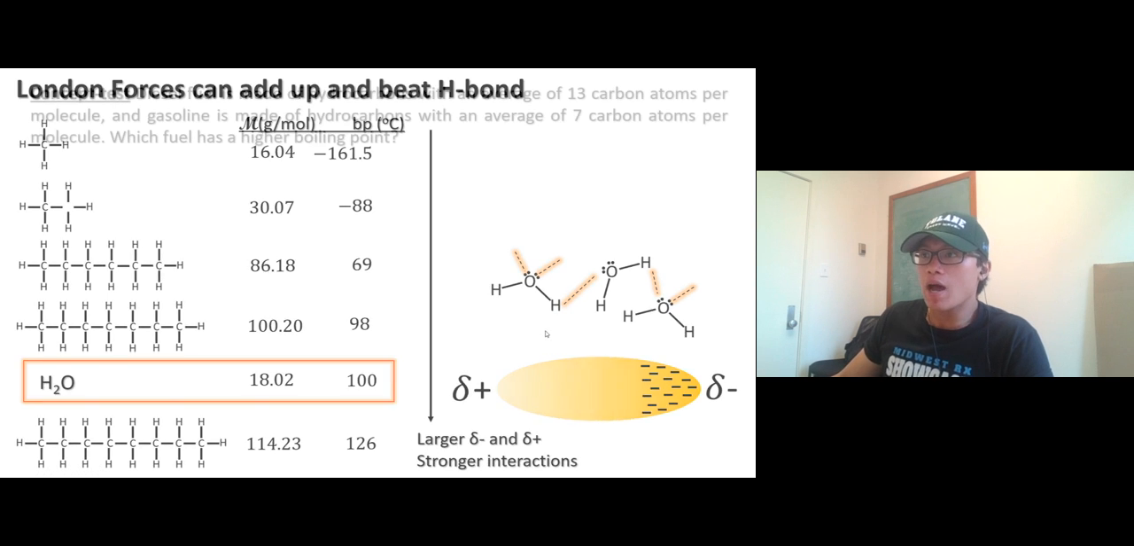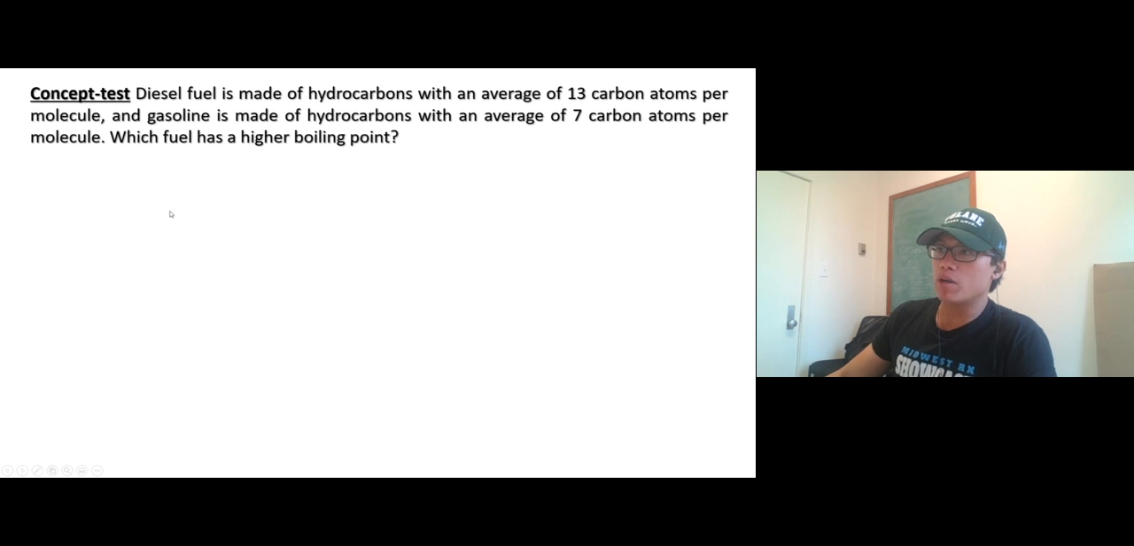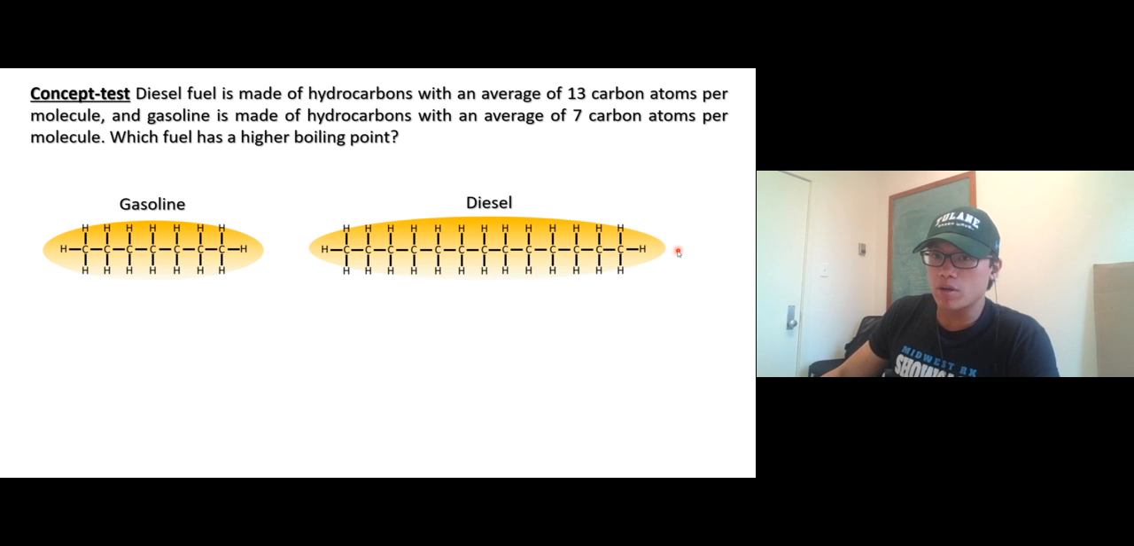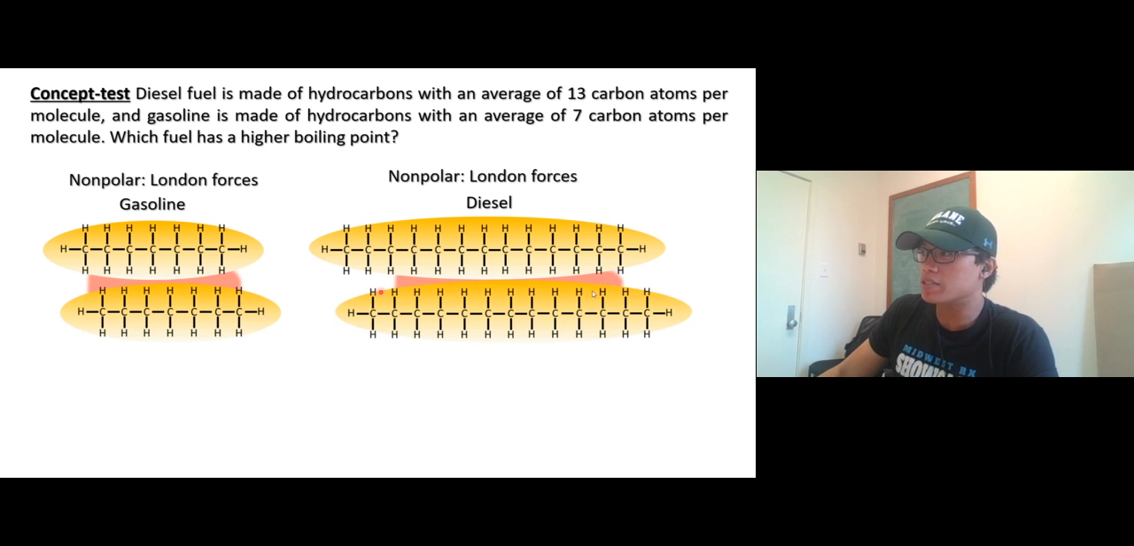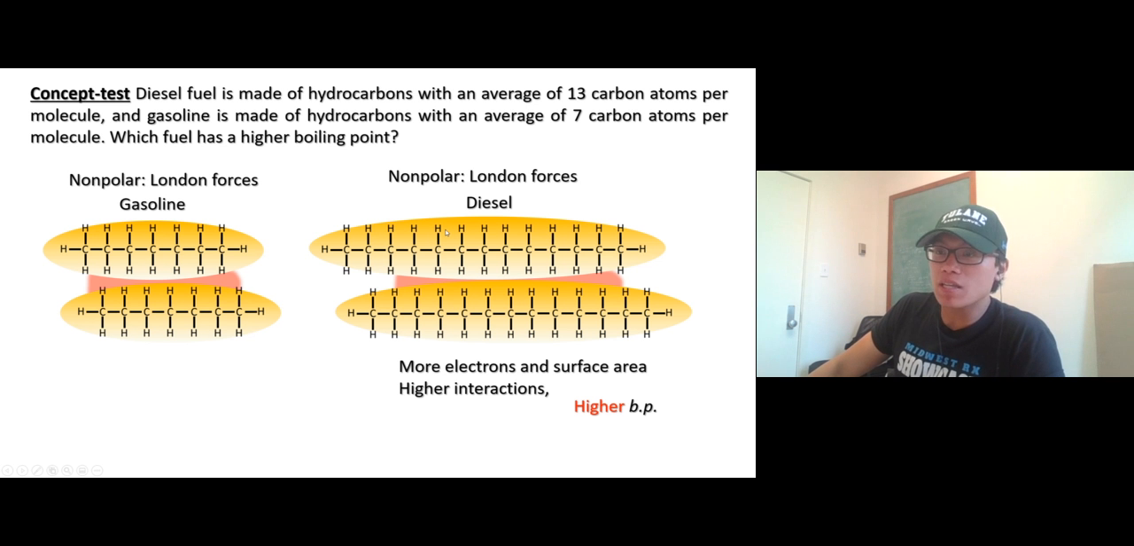Okay, answer this real quick. Diesel fuel is made of hydrocarbons with an average of 13 carbon atoms per molecule. Gasoline is made of hydrocarbons as well, but with an average of 7 carbon atoms per molecule. Which fuel has a higher boiling point? Well, just draw it out. Gasoline, 7 carbons per molecule. Diesel, 13 carbons per molecule. Of course, diesel is much bigger, so the electron density is going to be higher in here. Higher surface, higher electron density, so higher boiling point, because there are more electrons. Okay, that's London forces.